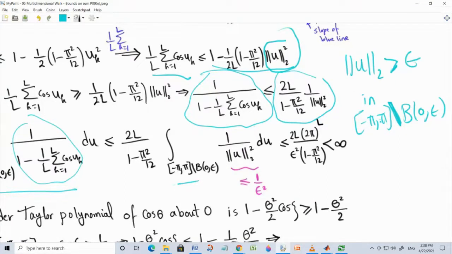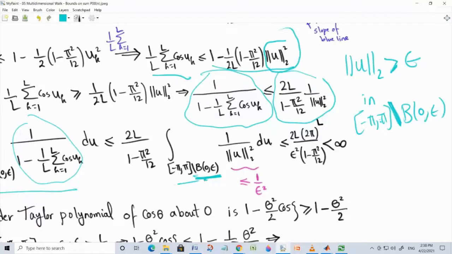Okay, and so its reciprocal is always less than 1 over epsilon squared. Epsilon is some suitable positive number. But again, the idea is that for vectors that are close to the origin, this thing may explode. But what we are doing is that we are excluding the origin. So this integral is finite.